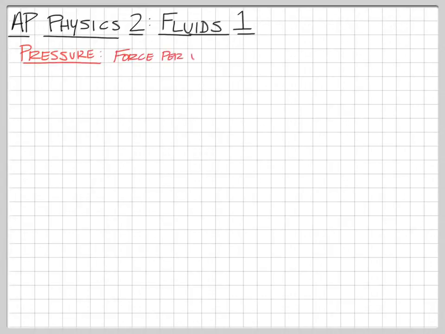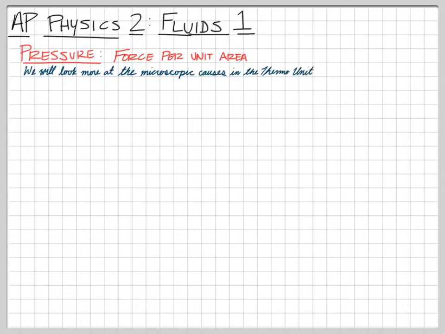Pressure is defined as force per unit area. That's what pressure is, a force applied over an area. So if you want to calculate pressure, okay. In the next unit, we'll look more at the microscopic cause of pressure. It's actually a very cool thing and very fun way to think about stuff. But we'll do that in the thermo unit. Right now, we're just going to look at, in general, a fluid causing pressure. And so we're just going to look at that as a force over an area.